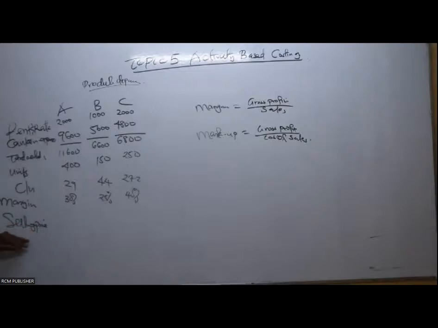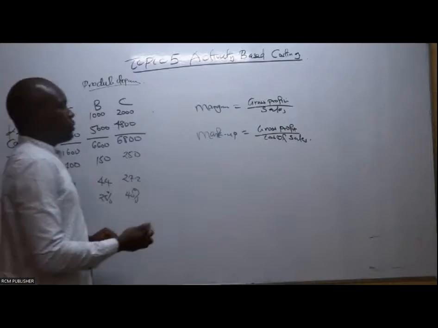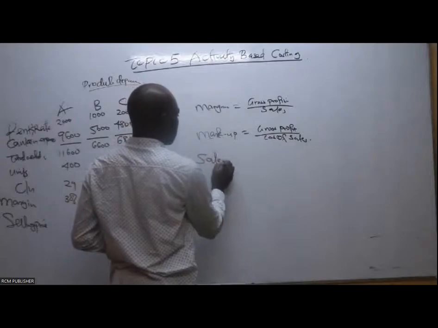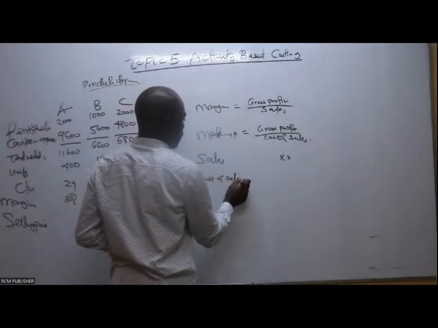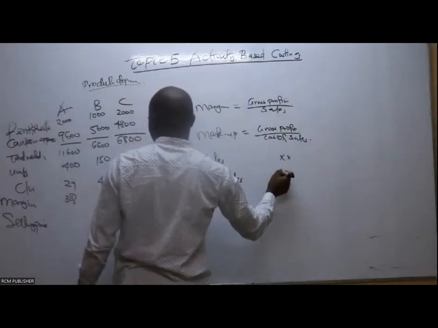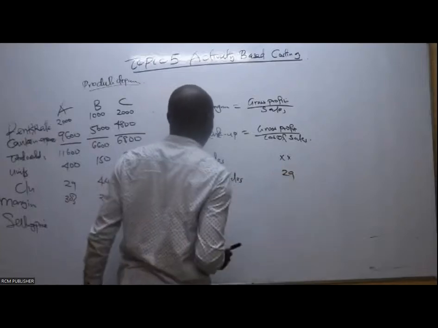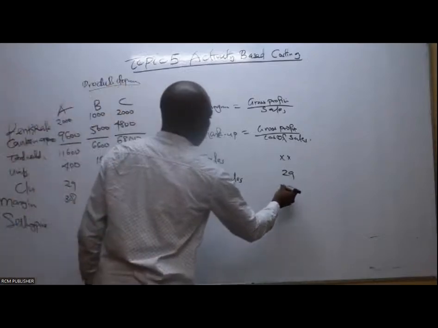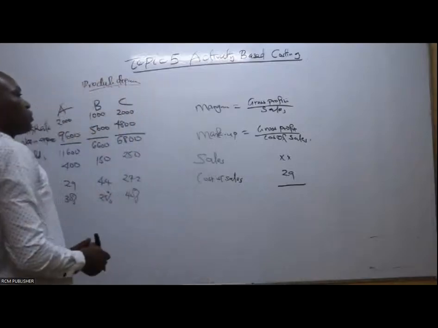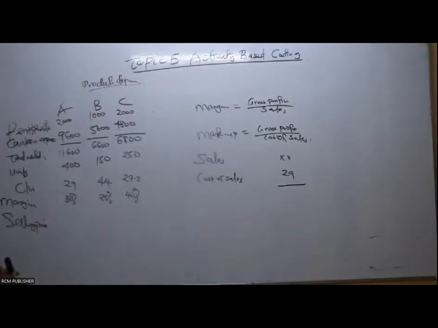So what will be the selling price? They want to get selling price, but this is the cost of producing one unit. Remember what you normally have here? You have sales, which you do not know, and then you get cost of sales. So of course, we have one unit here. For the first one, we have 29. This is the cost of sales. For them to arrive at gross profit, they need cost of sales.